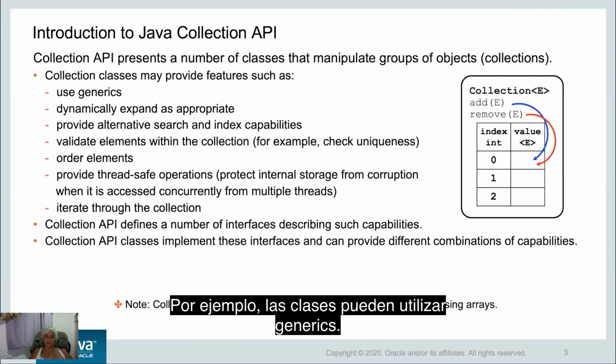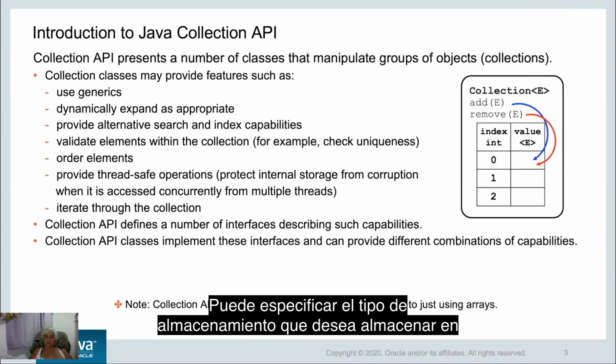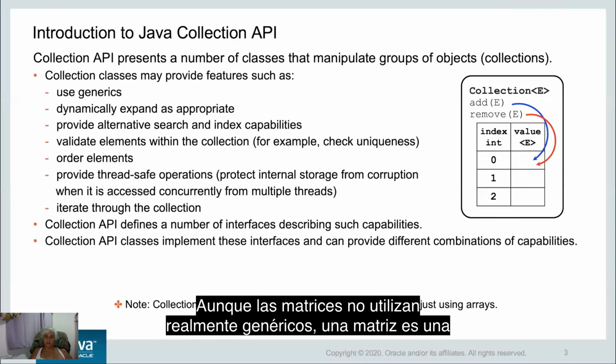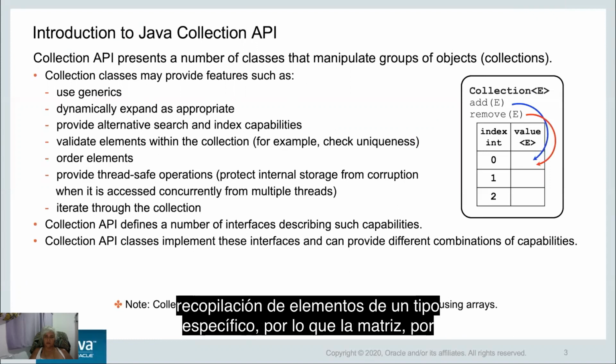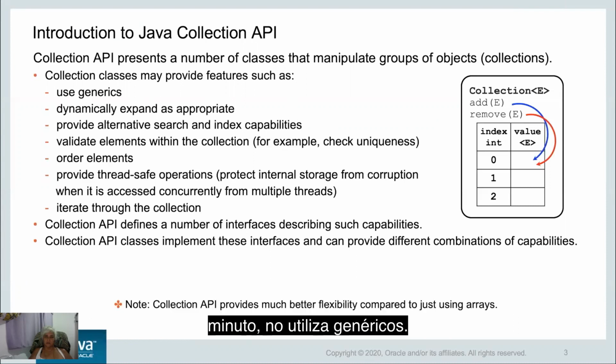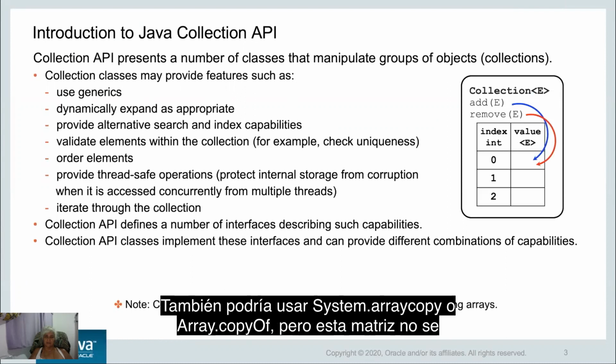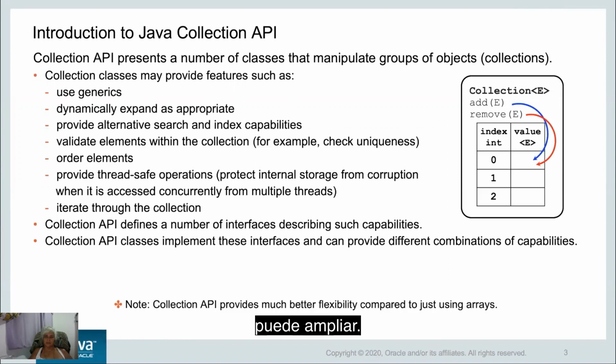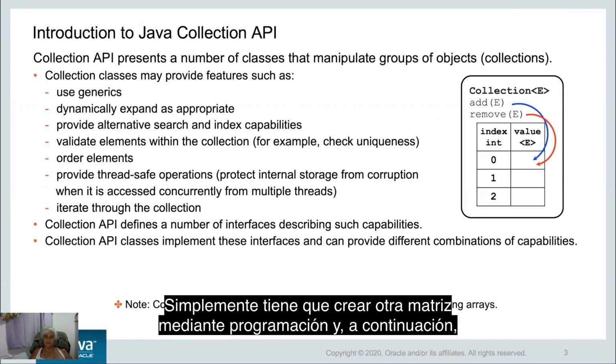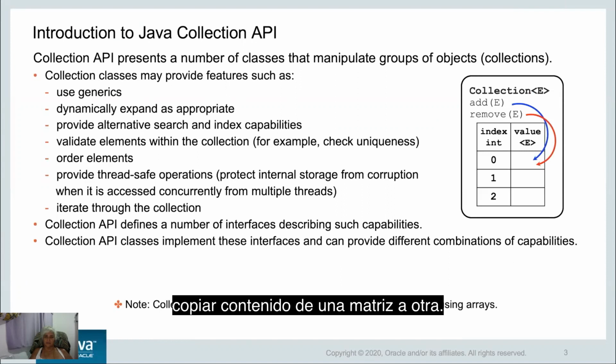classes could use generics. You can specify the type of what you want to store in a certain collection, whilst arrays actually don't use generics. An array is a collection of elements of a specific type, yeah? So an array per se is not using generics. Arrays are not dynamically expandable. Well, you could use System.arraycopy or Arrays.copyOf, but as such, the array itself is not expandable. You just have to programmatically create another array and then copy content from one array to another.